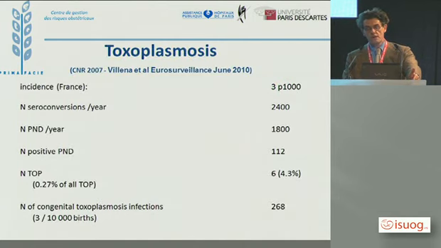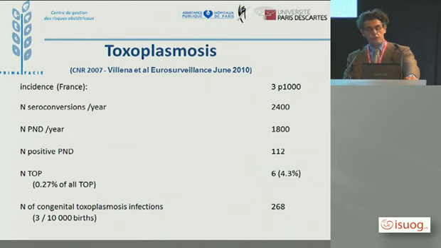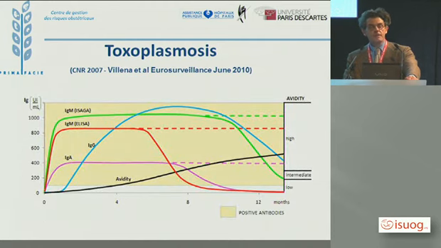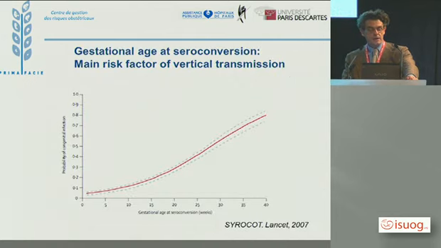Toxoplasmosis, to finish with, is far less prevalent. It's 3 per 1,000, especially Southern Europe and North Africa. The IgG are very reliable in terms of kinetics, so the interpretation of serology is much easier than with CMV. The very severe form with encephalomyelitis and microphthalmia are very rare nowadays.